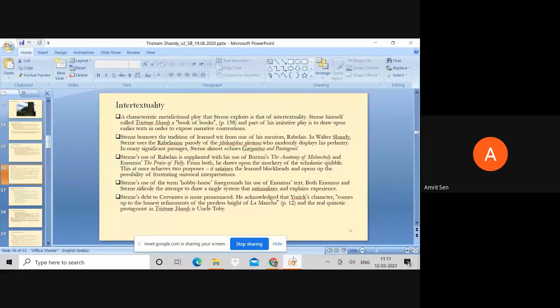Therefore, one of the characteristic metafictional ploys that Sterne uses, and remember, this is a book that is challenging almost all the notions of the realist novel that we have, is intertextuality. Sterne himself calls Tristram Shandy a book of books, and it's part of his imitative plays to draw upon earlier texts in order to expose narrative conventions. So, what are these books that he's talking about?